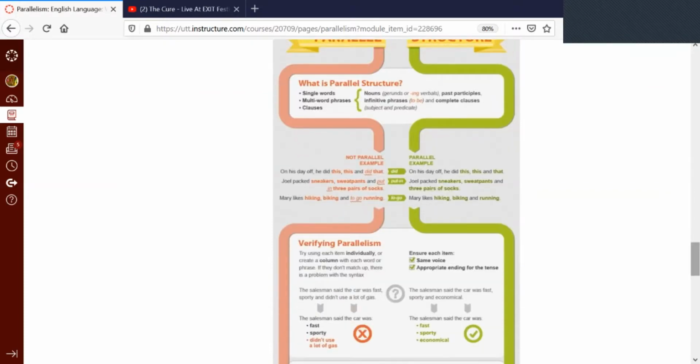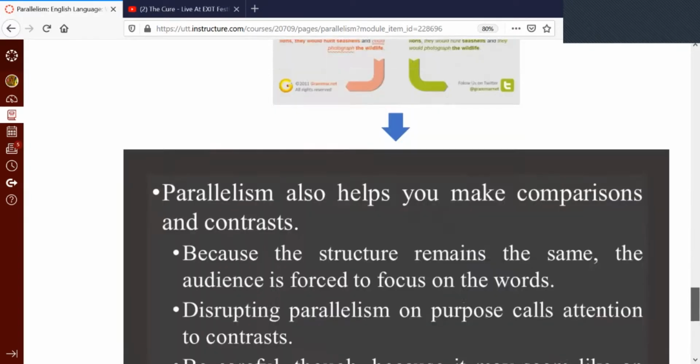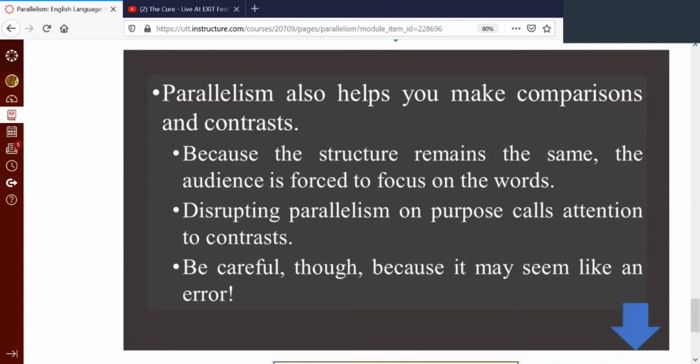Right, so when we use parallelism, it helps us make comparisons and contrasts. And this is because we use the same grammatical structure. So when we switch a word, the word stands out in that grammatical structure because we are hearing a rhythm. So we're picking up the different words in the rhythm, right?